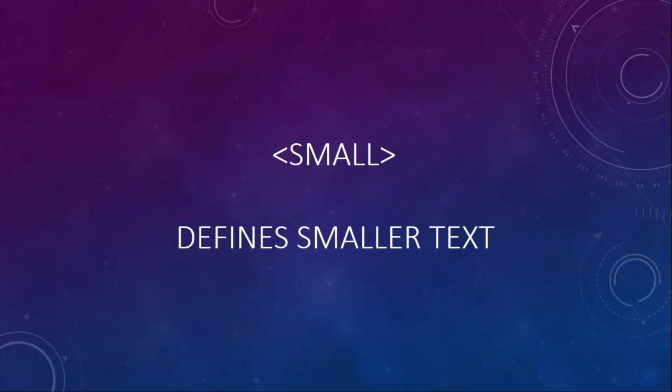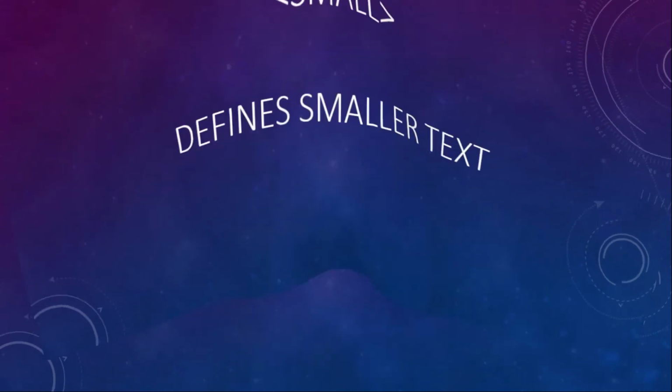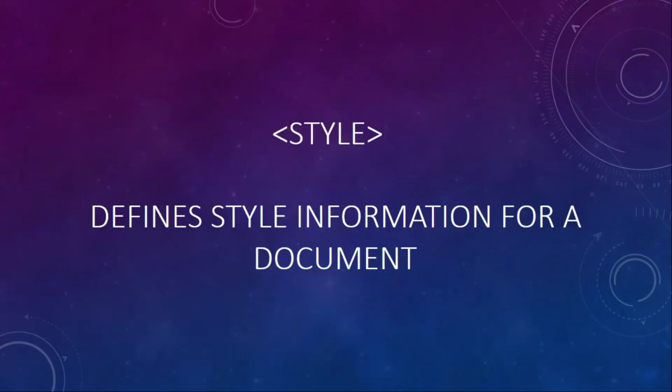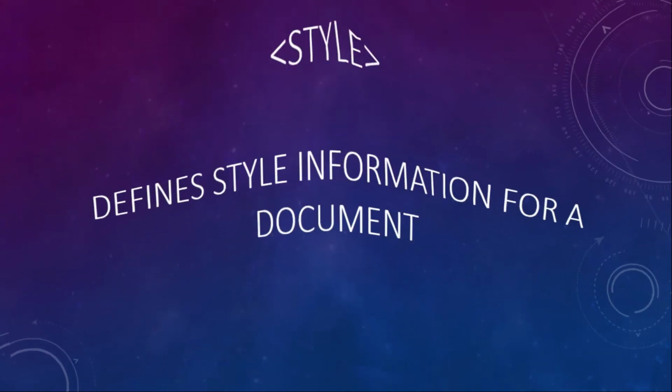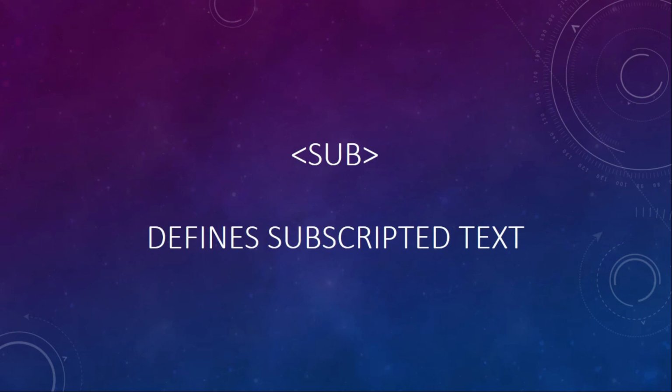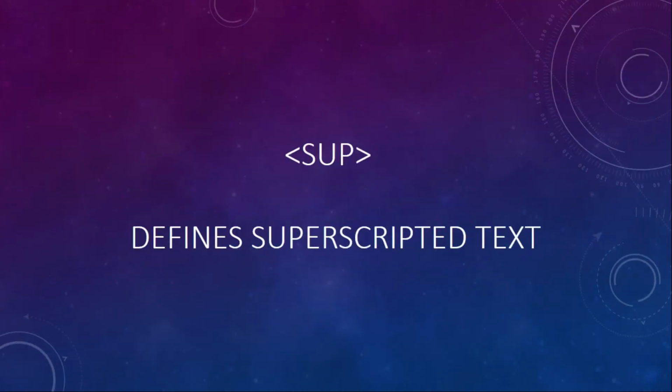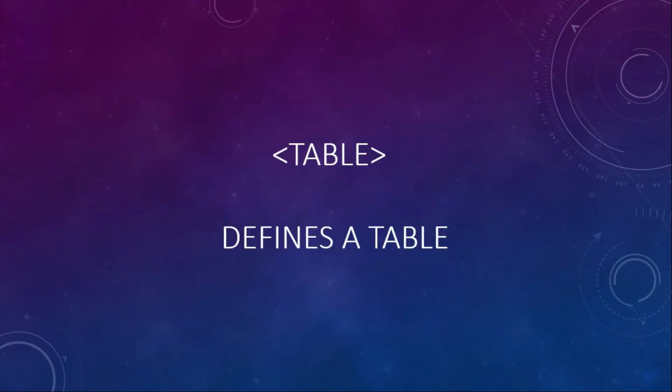Small, it defines smaller text. Style, it defines style information for a document. Sub means it defines subscripted text. SUP, that means it defines the superscripted text. Table, it defines a table. You have to use attributes of it.